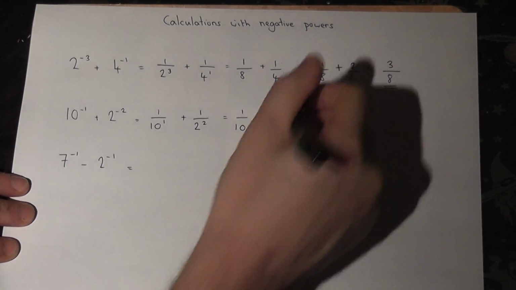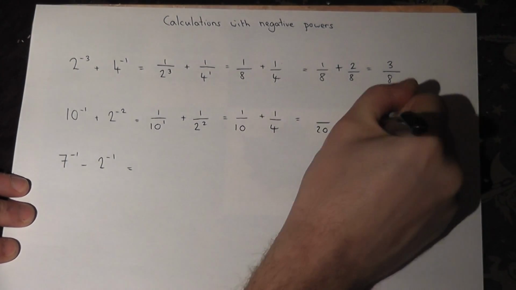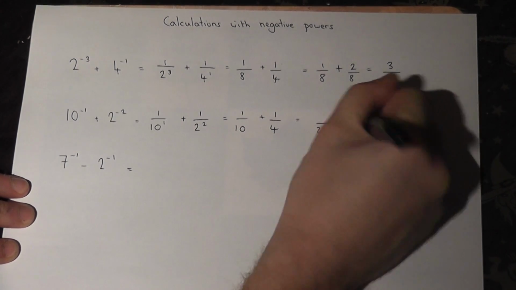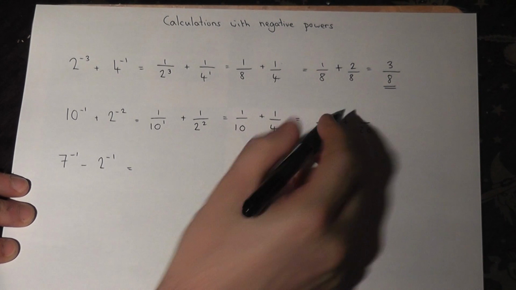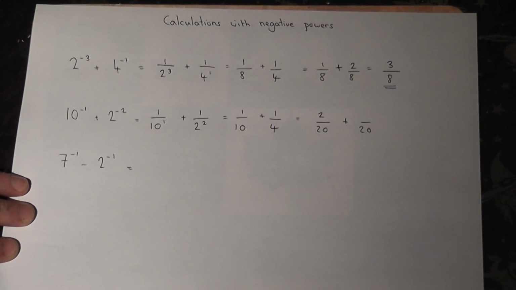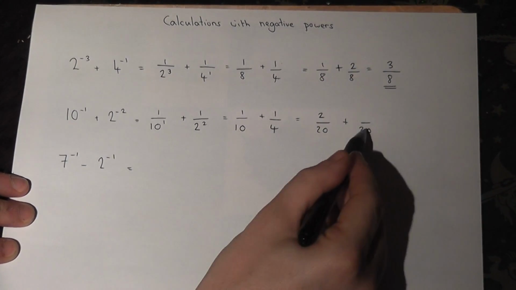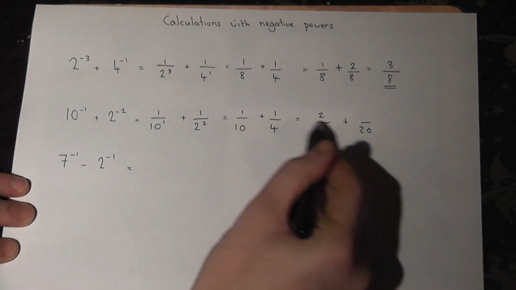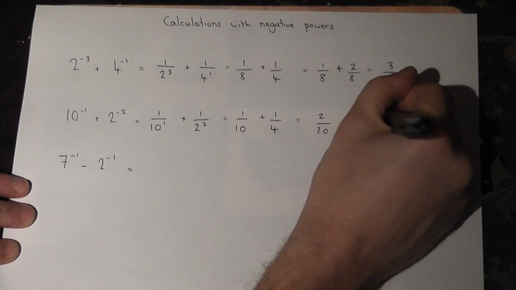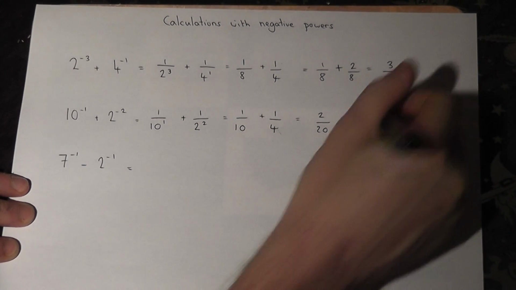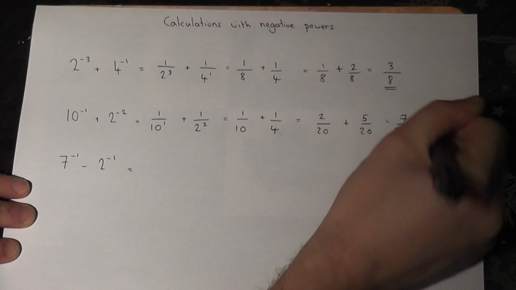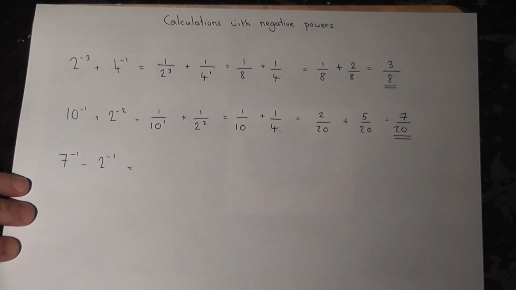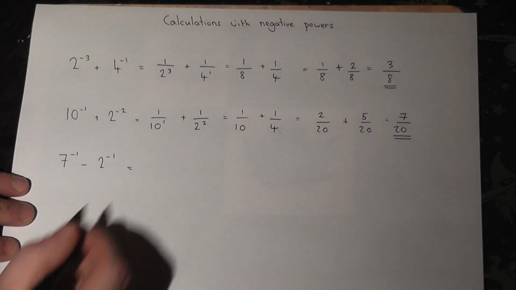20. So I can write them both over 20, because if I double 10, I get to 20. So I double 1 to get to 2. And there are 5 4s in 20. That's been times by 5, so times the top by 5. 5/20. Then you add the tops and leave the bottoms. So 7/20. Now we do a subtraction the same way, no different at all.